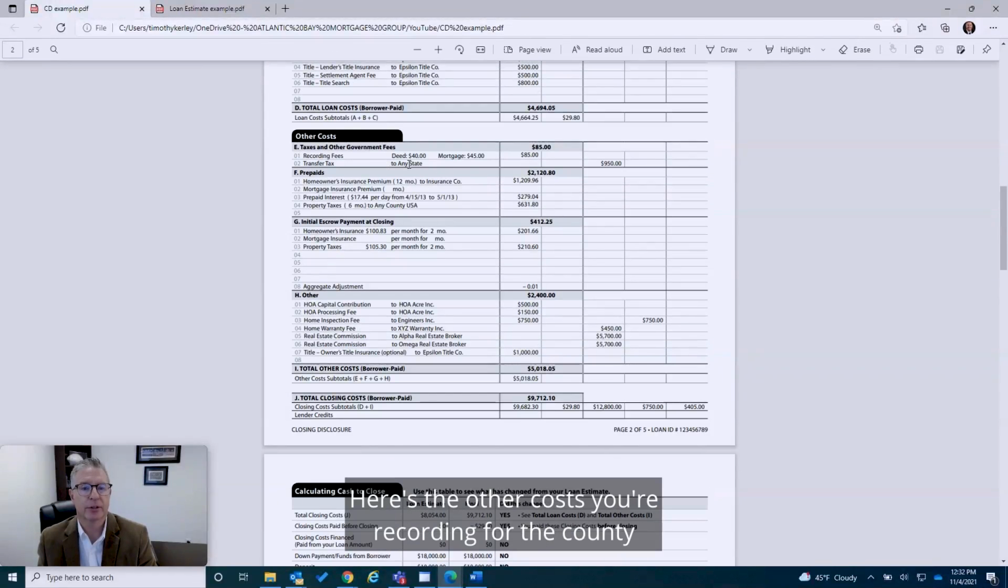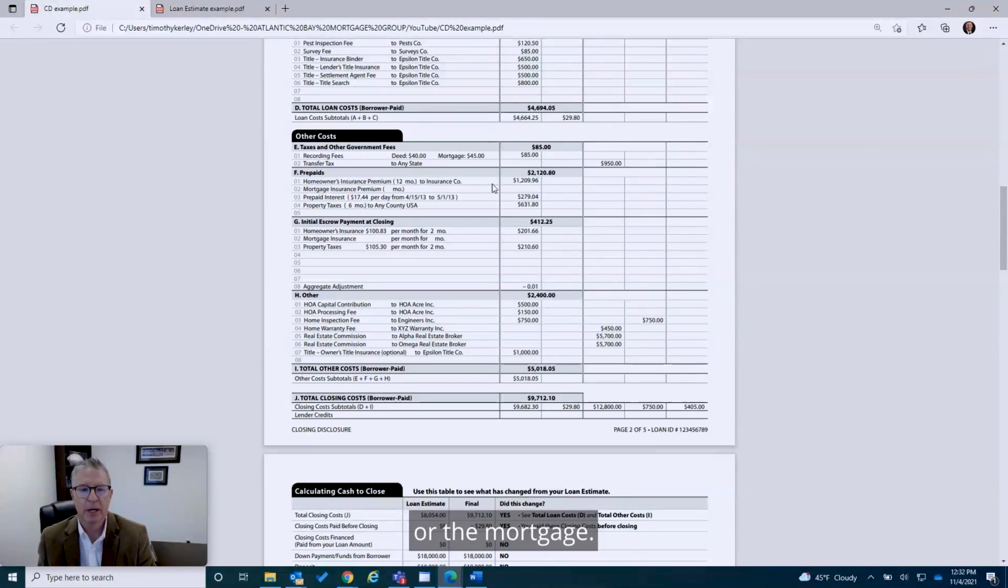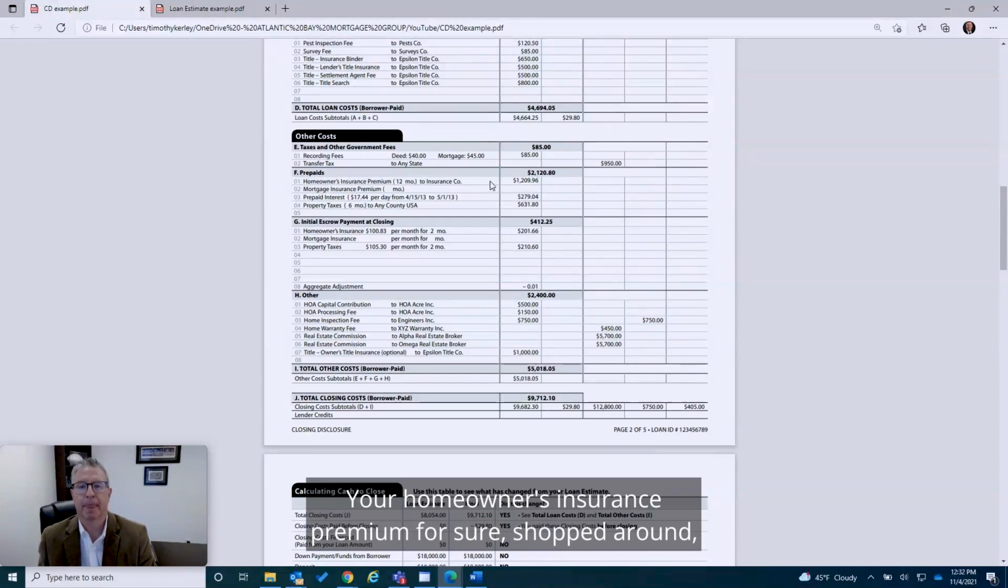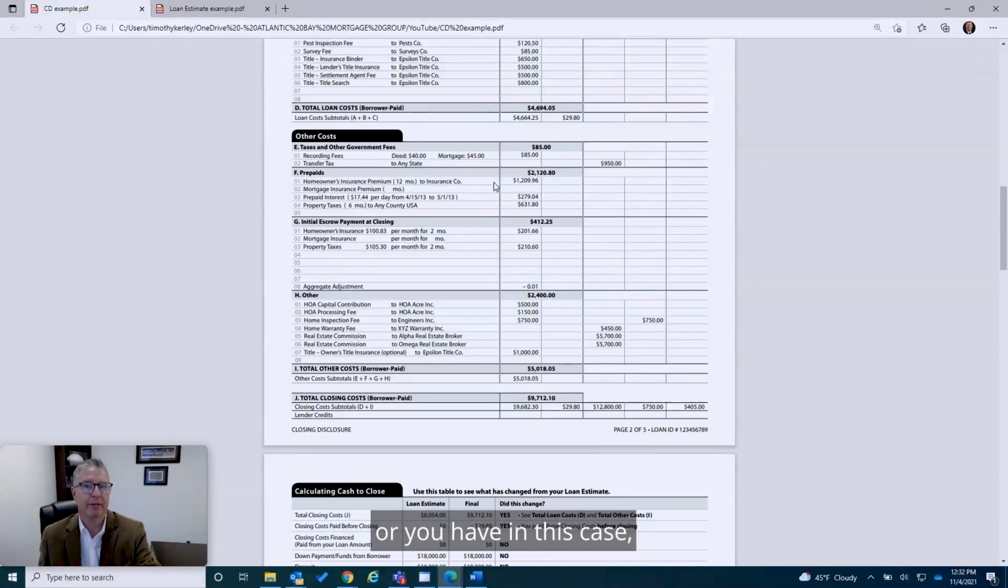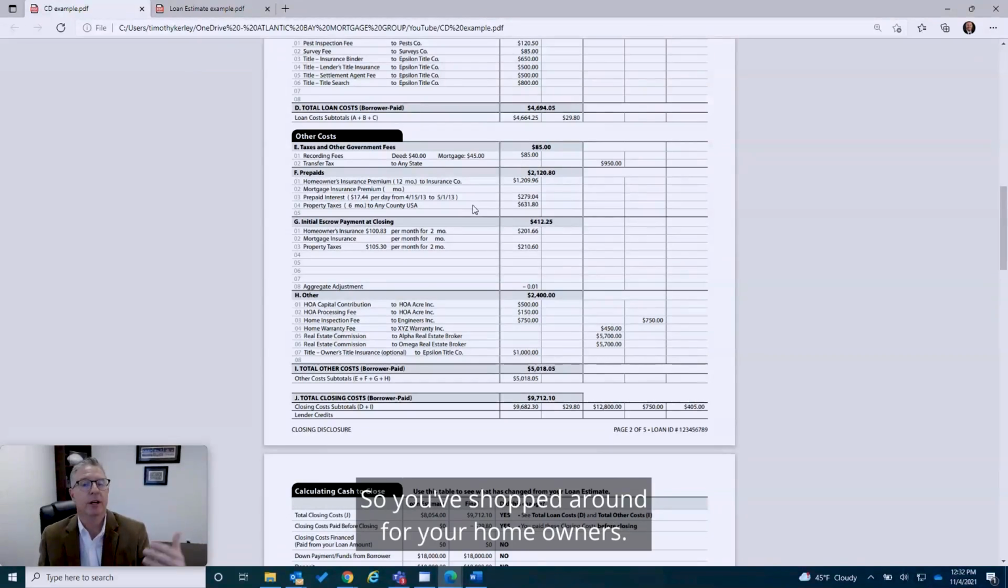Here's the other costs. You're recording for the county to record the new deed and the deed of trust or the mortgage. Your homeowner's insurance premium. Of course, you'll shop around, or you have. In this case, we're already to the closing disclosure, so you've shopped around for your homeowners. You've picked the agent and the policy you wanted.